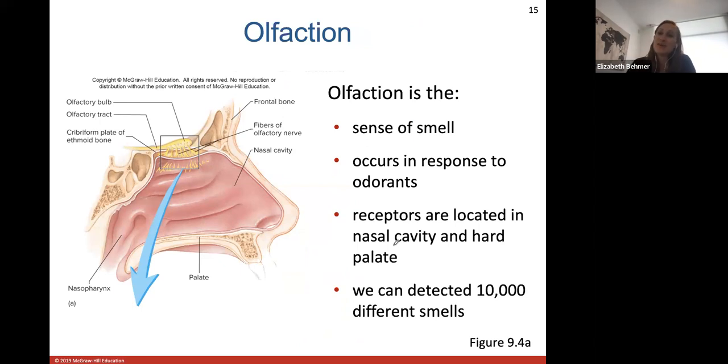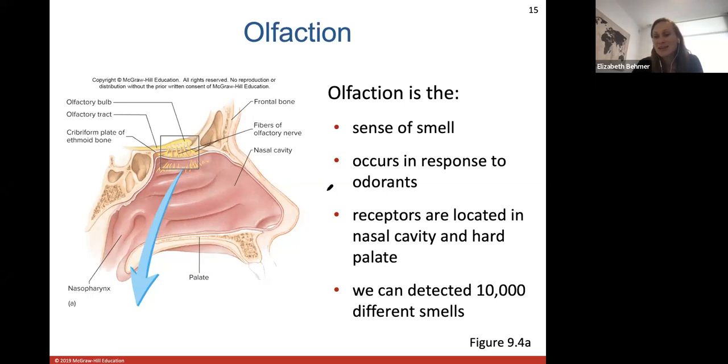Olfaction is one of our special senses. So these will have receptors located in kind of a special organ of the body. Olfaction itself is the sense of smell, and it occurs in response to odorants, which are chemicals that get dissolved in your nose. The receptors for these odorants are located in the nasal cavity and the hard palate.